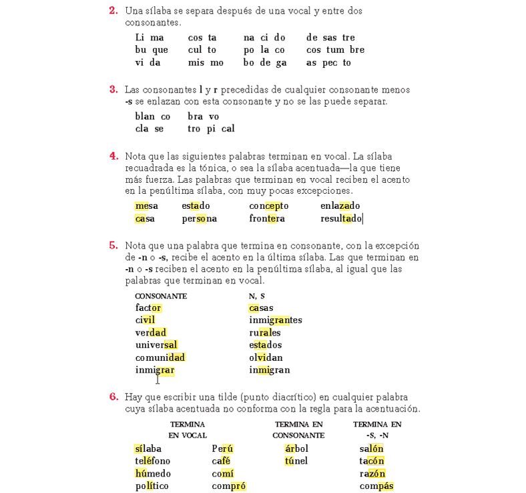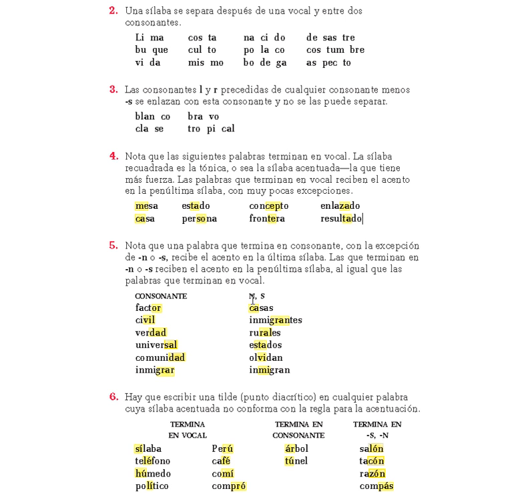I'm not saying factor, I'm saying factor. I'm not saying civil, I'm saying civil. Notice I'm saying vil, that's where I'm putting the stress. I don't say verdad, I say verdad. Or if you're in Spain, verdad. I don't say universal, I say universal. I put the stress on the sal, the last syllable. Comunidad, last syllable. And inmigrar, last syllable.